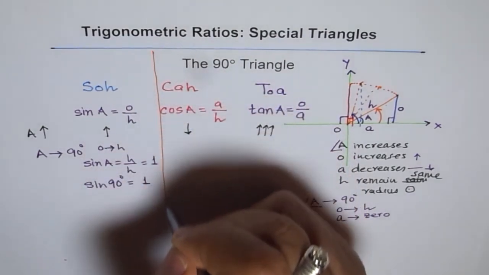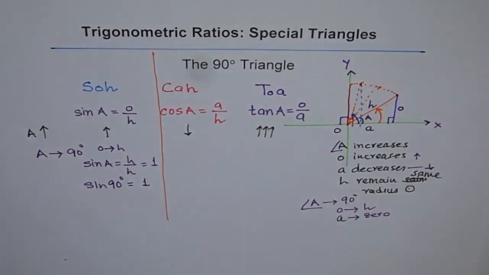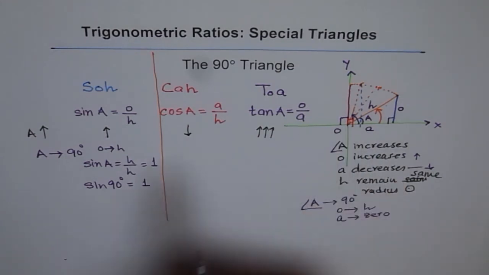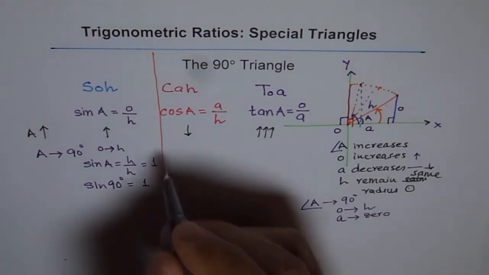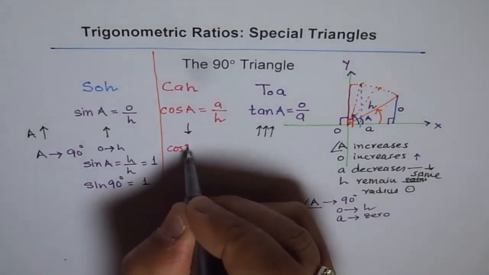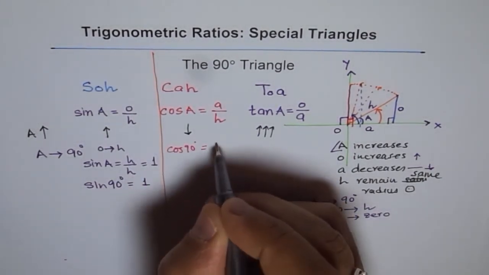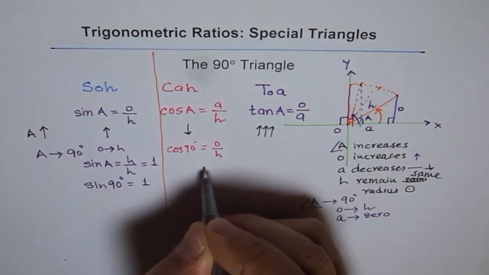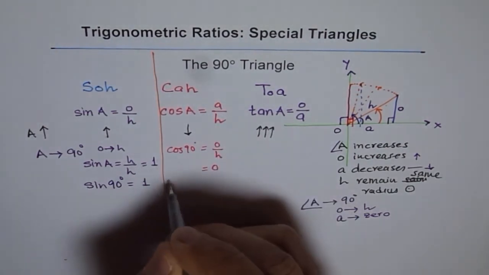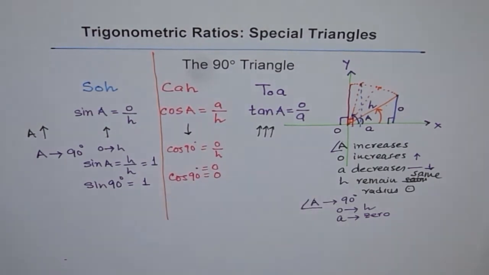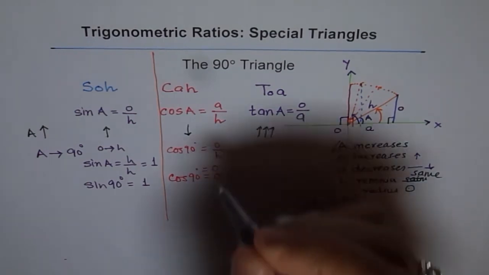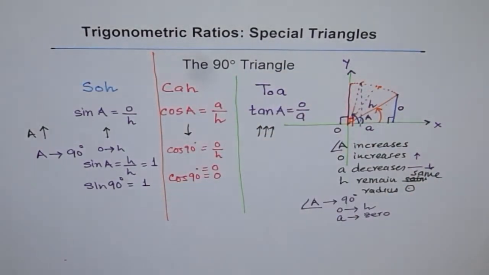Now we have understood what sine is. Now let's check what happens to cosine. For cosine, as we approach 90 degrees, A approaches 0. It becomes almost 0. Therefore, cos of 90 degrees will be 0 over hypotenuse, which is equal to 0. And therefore, we have cos of 90 degrees equals 0. Perfect. So this is what you should always remember. These are also special triangles, right?